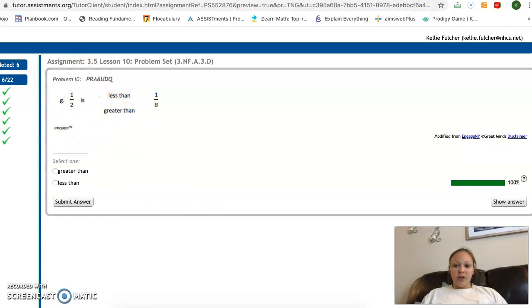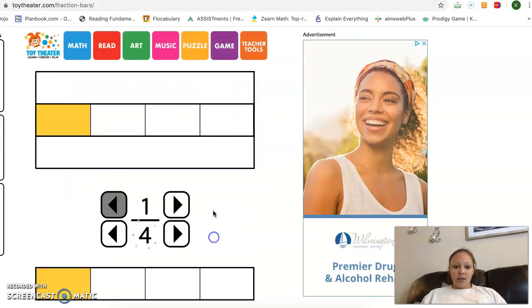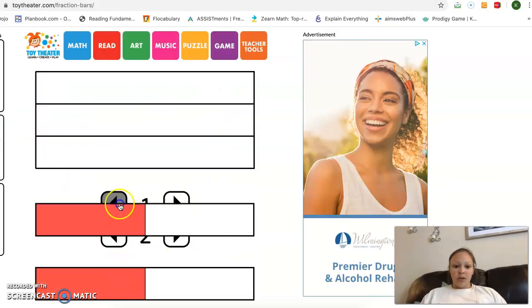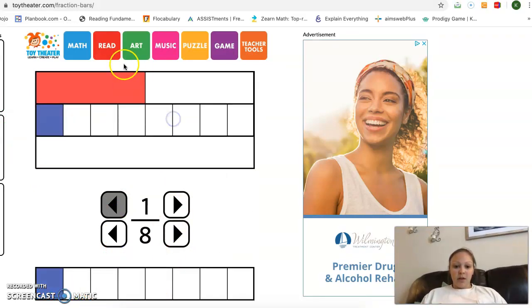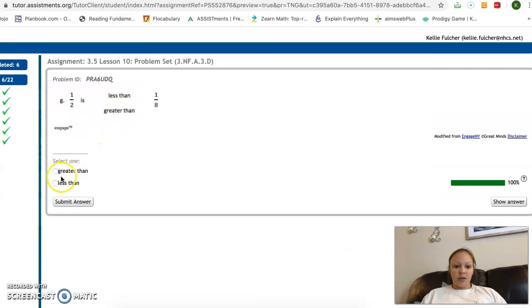1/2 is less than or greater than 1/8. Here's 1/2. Here's 1/8. 1/2 is way bigger than 1/8. So 1/2 is greater than 1/8.